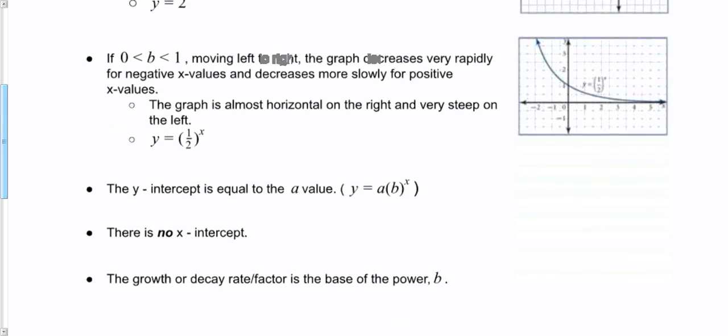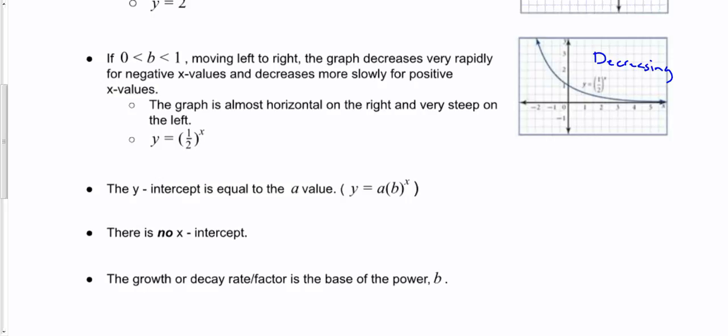If, however, the b value is between 0 and 1, so not equal to 0 and not equal to 1, but in between them, then moving from left to right, the graph decreases rapidly for negative values of x, and it decreases more slowly for positive values. So this is an example of a decreasing curve.